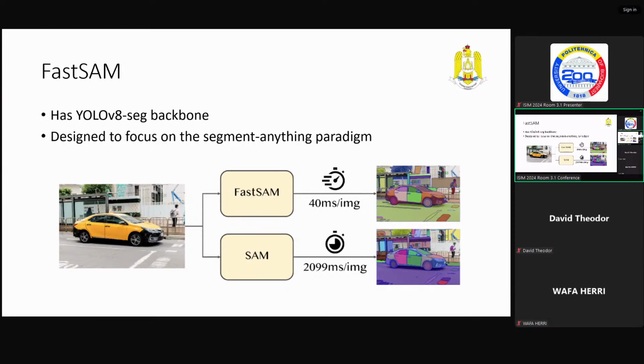Next, I present you an image of a car being segmented by the SAM model and its predecessor that was a heavy transformer model. As you can see, the results are comparable in terms of performance, but the time of the new model is far superior to its older model.